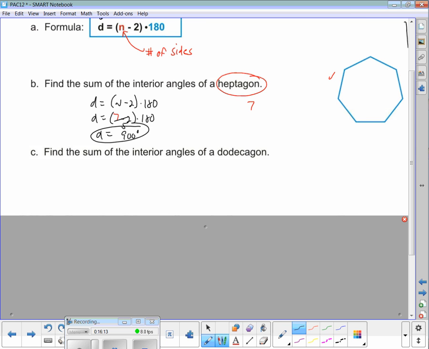Okay, let's see if you can do C. Here, I'll give you a big hint. D equals parentheses n minus 2, close parentheses, times 180. There you go. Big hint for you. Go ahead and solve C.